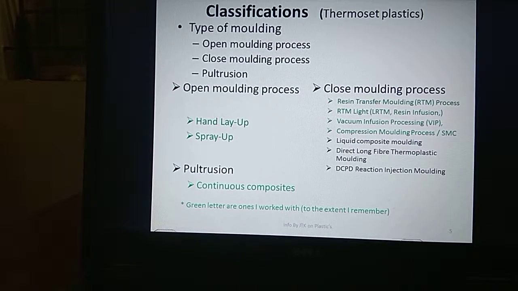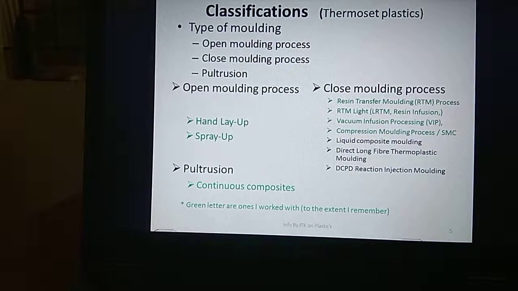So now that we have understood these main categories of plastic, let us look at thermoset plastic more in detail. How are they classified? Here is a view which gives an overview of the classification of thermoset plastic based on where they are processed. At the top level there are 2 or 3 classifications, based on the type of molds or the process used. One is open mold process, closed mold process, and pultrusion.